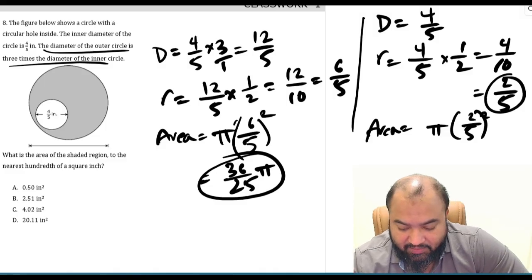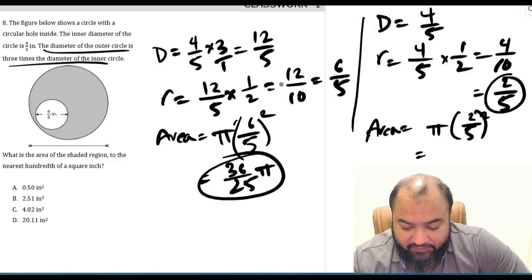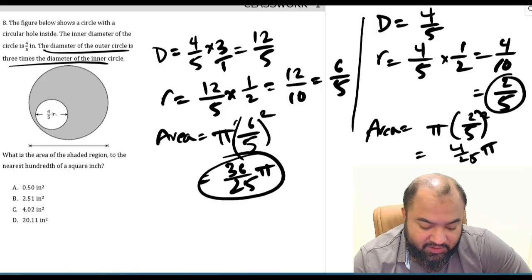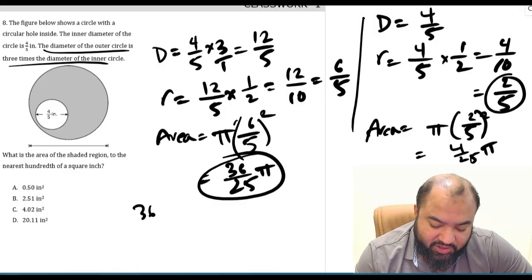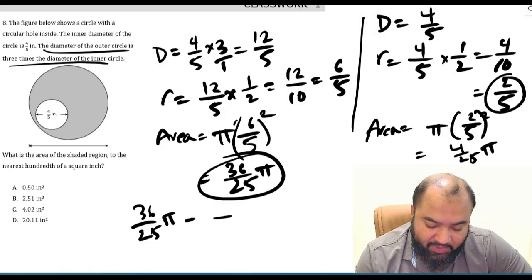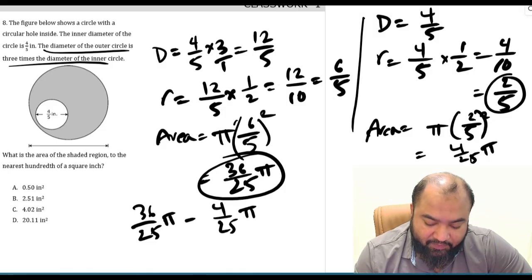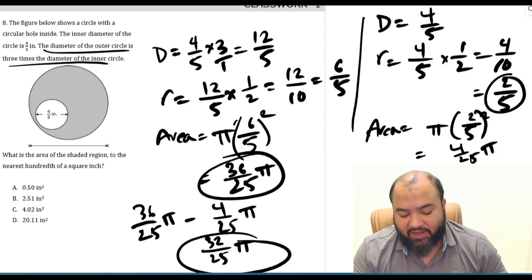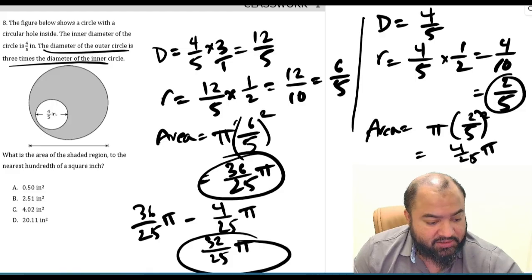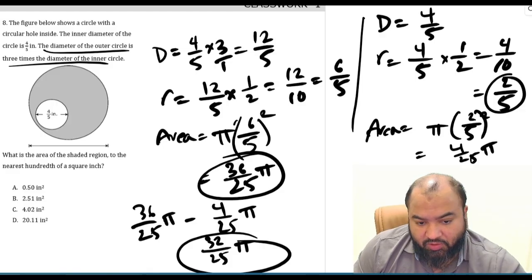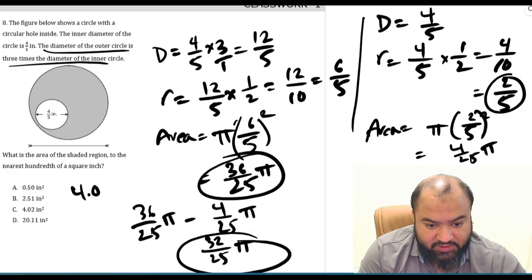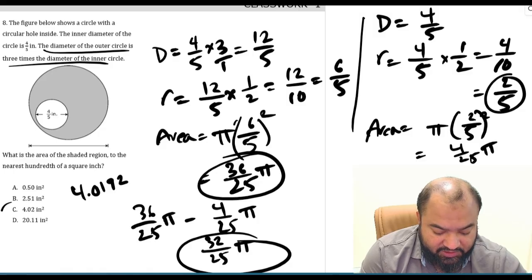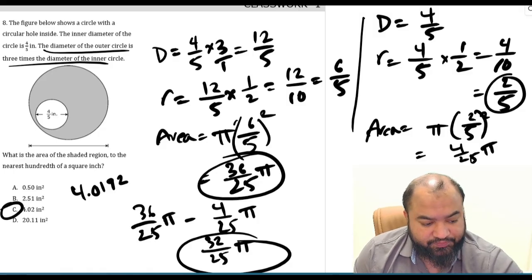Done. By now you should know that. So 4/25 pi. Now this is what is the shaded, so we're just going to subtract. So 36/25 pi minus 4/25 pi. There's 32/25 pi. Now pi means 3.14 and 32/25. If you do the division, the answer you should get is 4.0192, which simplifies to 4.02.